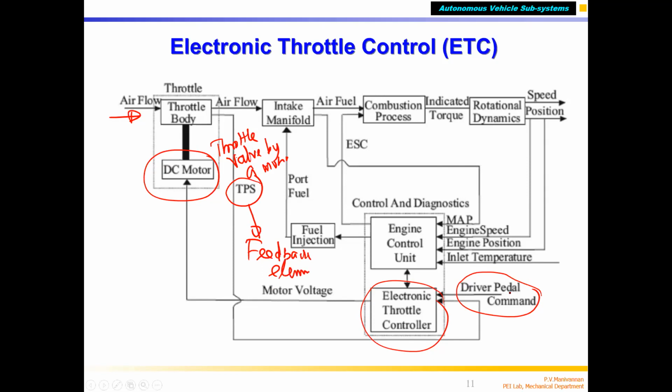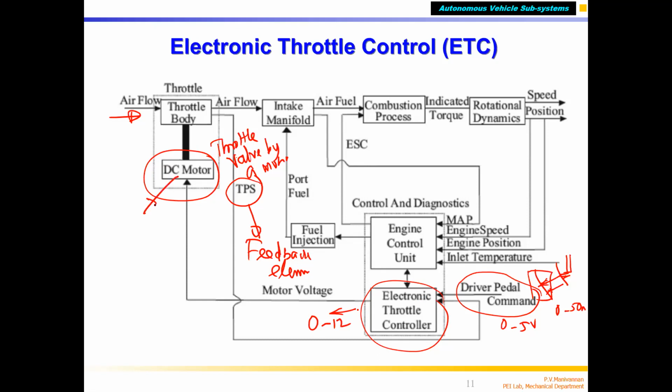What it does: when the driver presses the throttle pedal, there's a sensor which measures how many mm it moves. I told you 0 to 50 mm, correct? So the pedal is moving up and down 5 centimeters. That is sensed and given as a driver command, which is given as 0 to 5 volts. Based on this driver demand, the ECU develops a voltage of 0 to 12 volts.